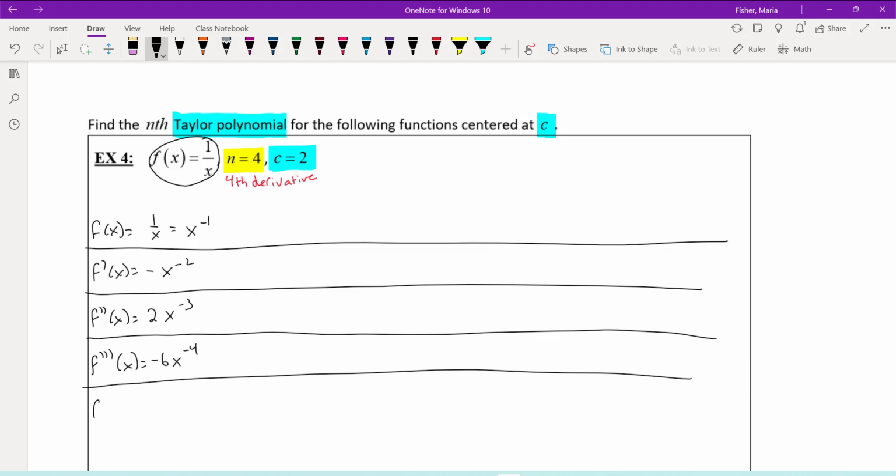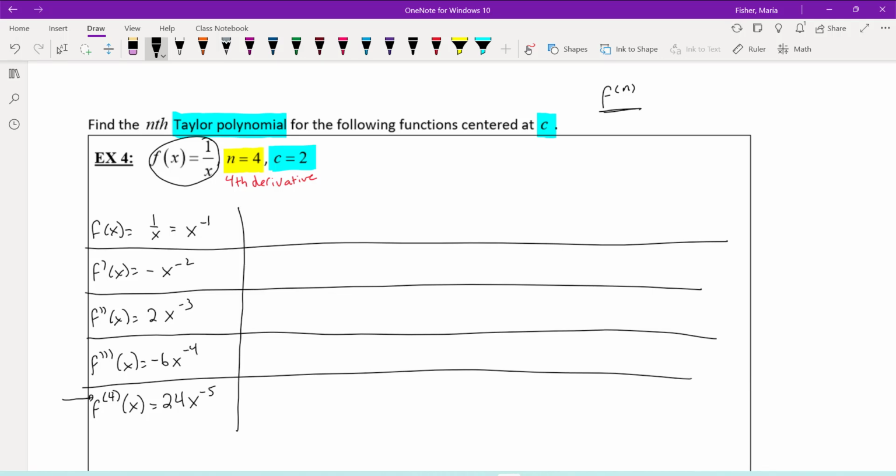Fourth derivative. Now notice after the third derivative, we stop using those little tick marks, and we denote a derivative by putting a superscript number in parentheses. So this means the fourth derivative. Recall before we were calling this the nth derivative. So this is the fourth derivative of x, and it becomes 24x to the negative fifth.